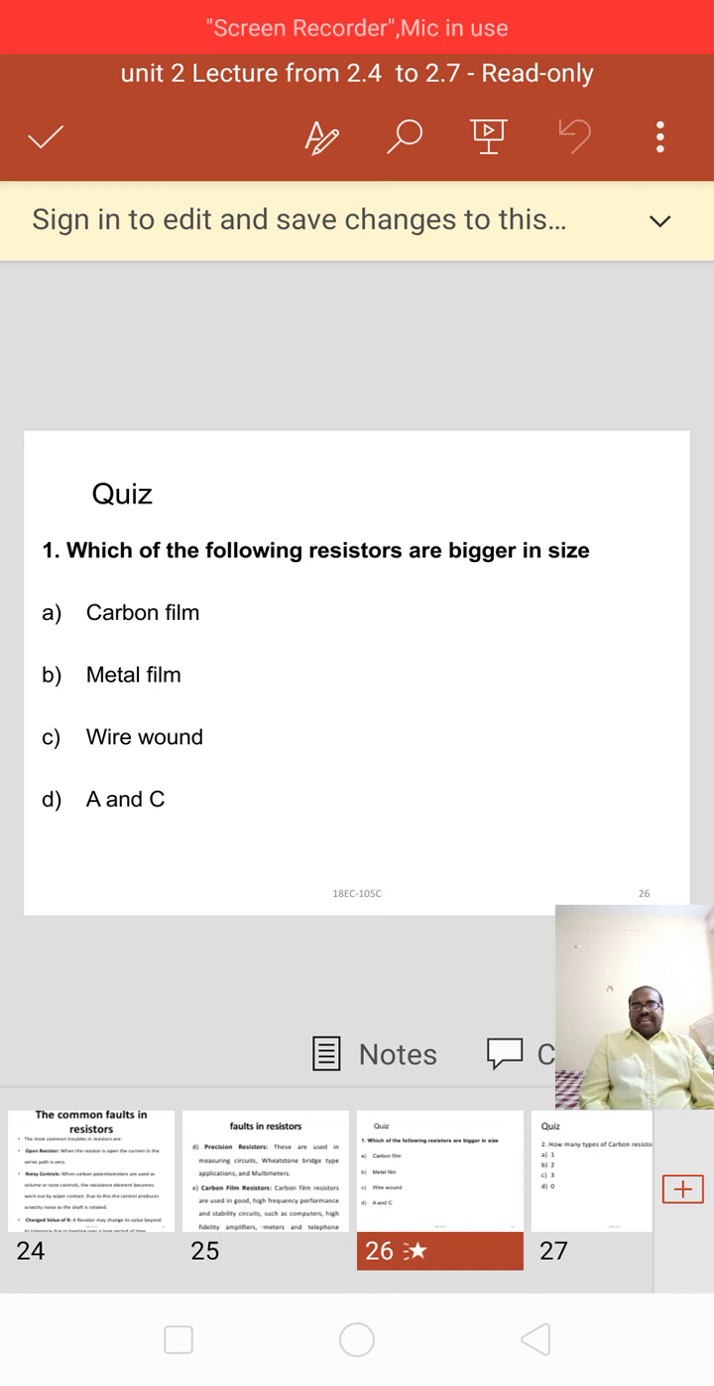in this class. Okay, which of the following resistors are bigger in size? A, carbon film; B, metal film; C, wire wound; D, A and C. Okay, the answer for this is carbon film and wire wound, that is D, A and C. Carbon film and wire wound resistors are bigger in size.